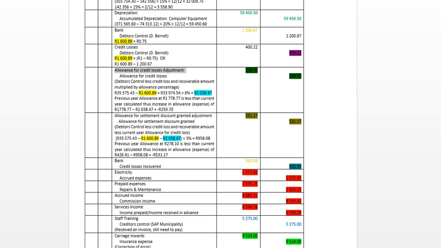So expenses we know increase on the debit side, so we're going to debit our allowance for credit losses adjustment account 259 Rand and 70 cents, and we're going to credit our allowance for credit losses 259 Rand and 70 cents. Okay.